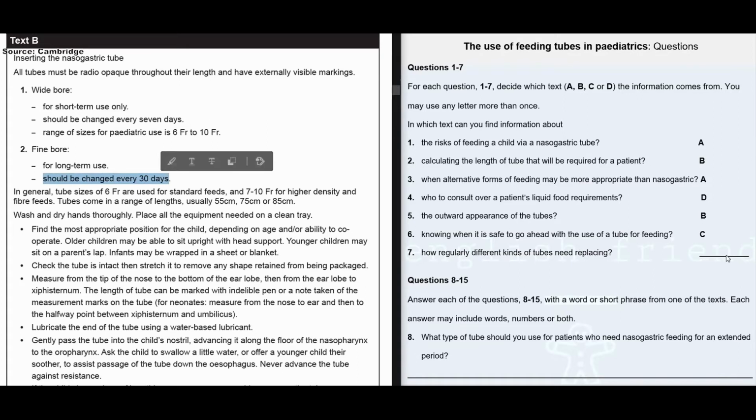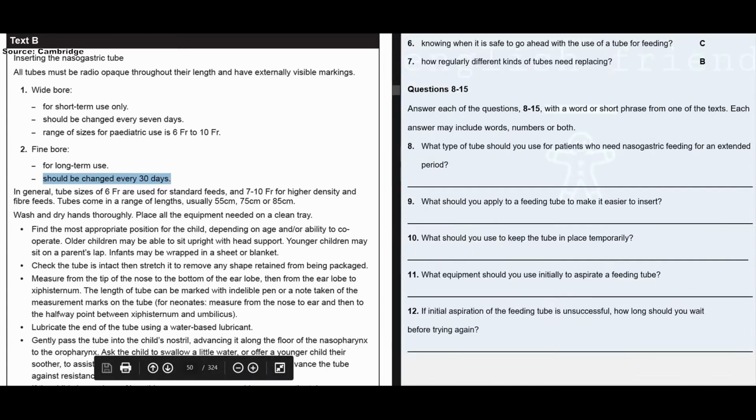And this is the information question 7 is asking for. So the answer for question 7 is B. Now question number 8 to 15. Answer each of the questions 8 to 15 with a word or short phrase from one of the texts. Each answer may include words, numbers, or both.